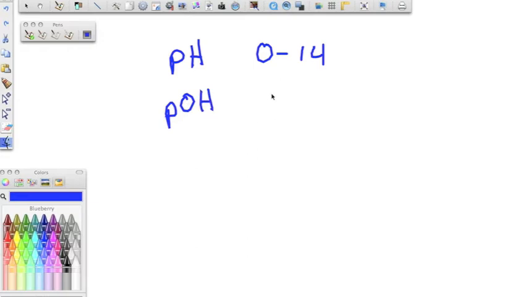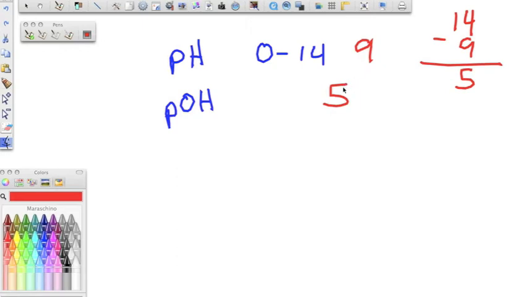And what we need to know about these is, when we're looking at both of them, if we know one, we know the other. Okay, if we have a pH, say we have a pH of 9, all we have to do is, we know that the pH scale is a total of 14. So if we go 14 minus 9, we get 5. So if pH is 9, we know that pOH is 5. So if we know one, we know the other.